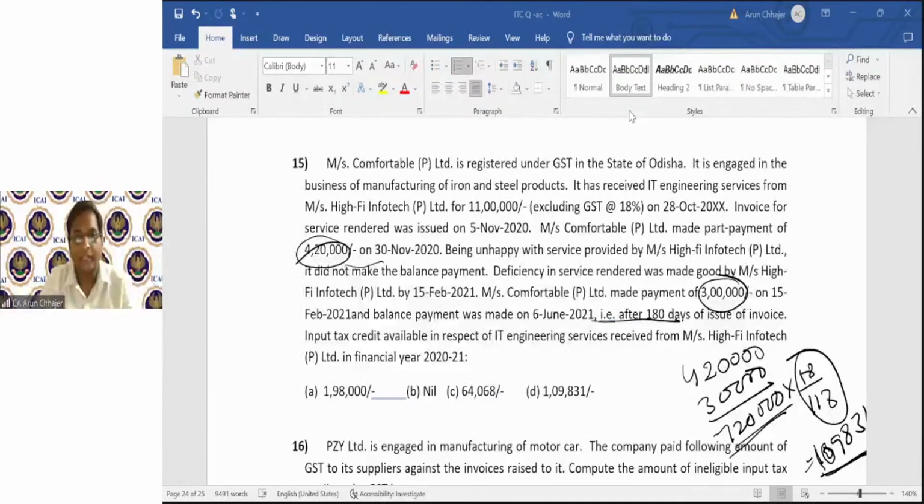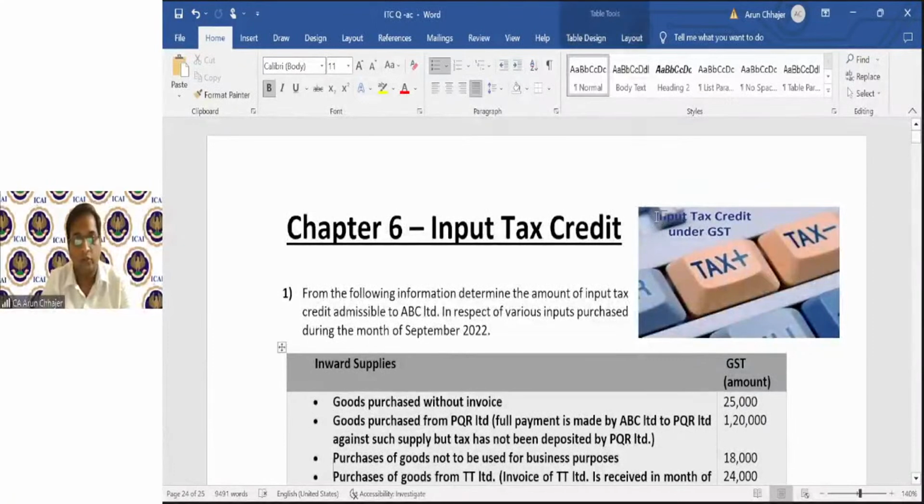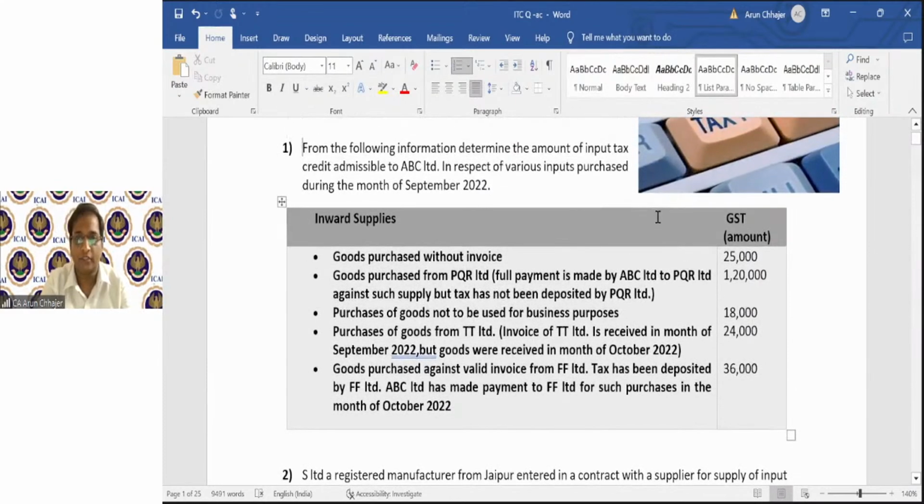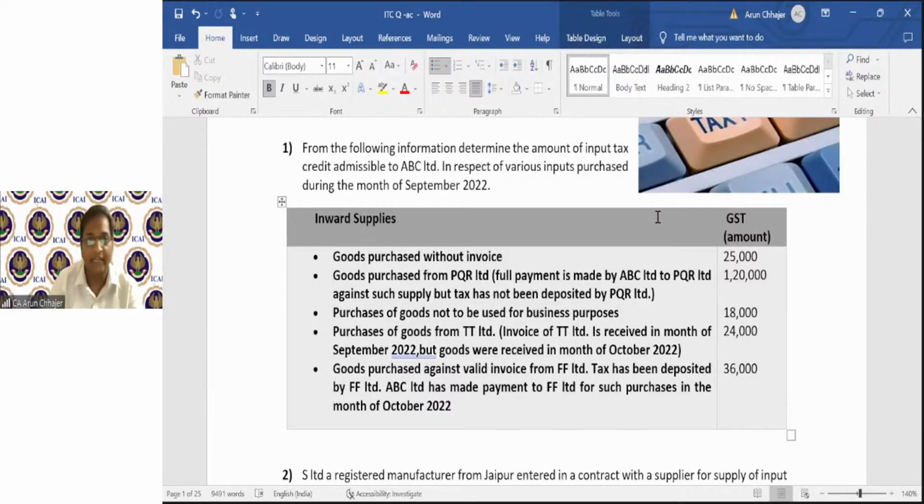चलो आगे बढ़ते हैं. Now let's move to the certain question, practical question, not theory question. Small question, ठीक है ना? The first very simple question. From the following information, determine the amount of the ITC credit admissible to the ABC Limited. How much is the ITC available to the ABC Limited?